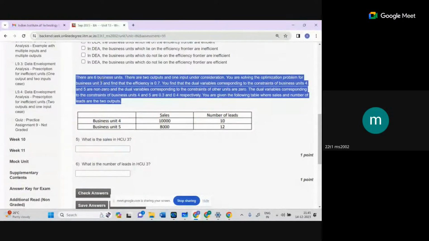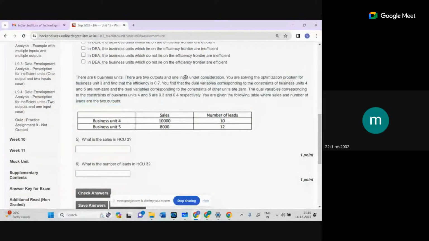There are 6 business units, 2 outputs and 1 input. The moment you see a DEA numerical like this, first look at these things: how many inputs are there, how many outputs are there? In this course, we have covered only 2 settings: 2 output, 1 input, and 2 input, 1 output. So here, this is a special type of setting, 2 outputs and 1 input, right?